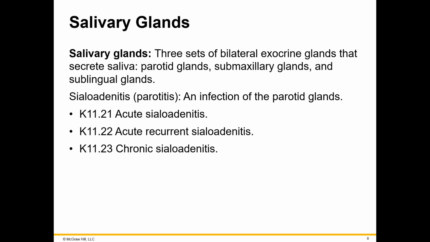Salivary glands. 3 sets of bilateral exocrine glands that secrete saliva. The parotid glands, submaxillary glands, and the sublingual glands. Coelodentitis, also known as parotitis, is an infection of the parotid glands. Code examples include K11.21, acute coelodentitis, K11.22, acute recurrent coelodentitis, and K11.23, chronic coelodentitis.